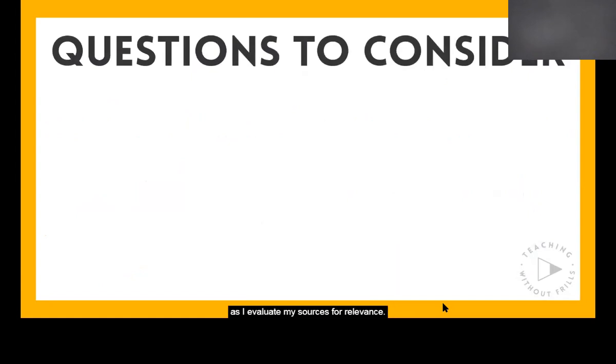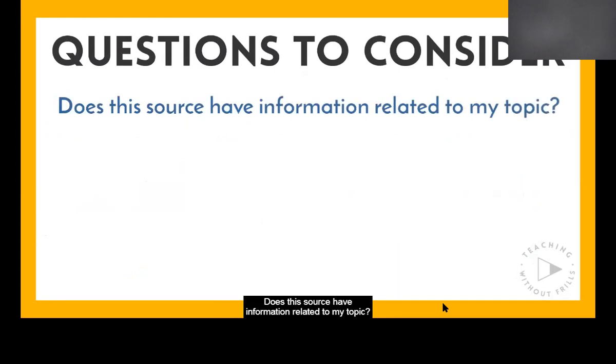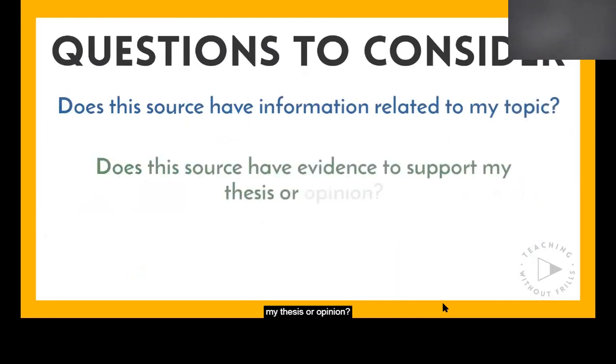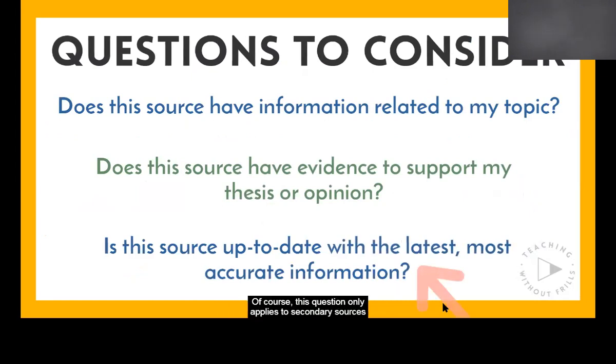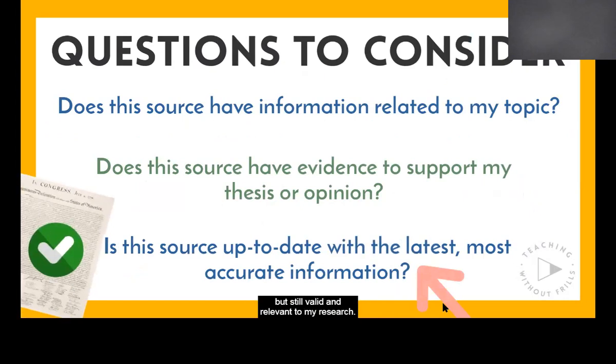Here are some questions for me to consider as I evaluate my sources for relevance. Does this source have information related to my topic? Does this source have evidence to support my thesis or opinion? Is this source up to date with the latest, most accurate information? Of course, this question only applies to secondary sources because primary sources might be hundreds of years old but still valid and relevant to my research.